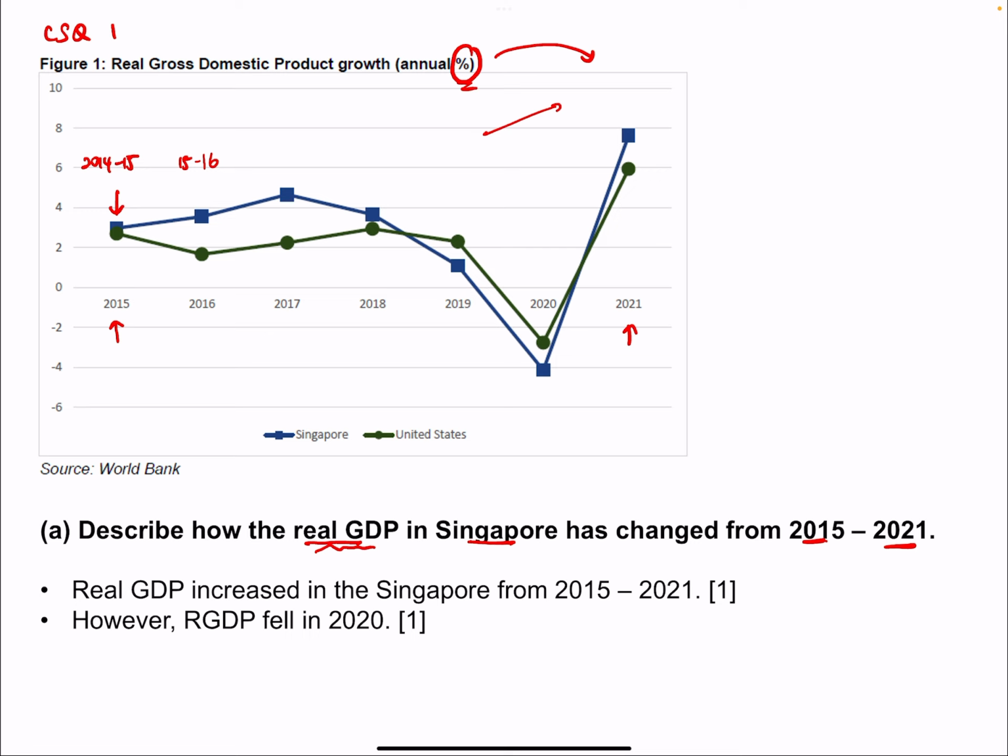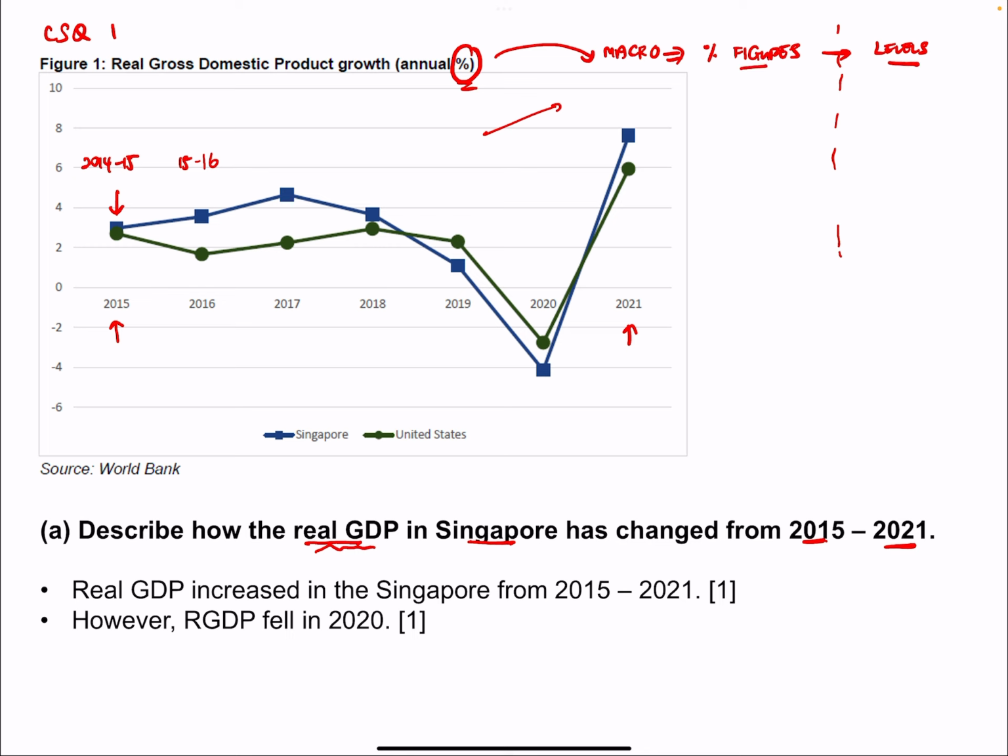This is a very, very common feature for macro. They like to give you the percentage figures and then ask you to convert it into the actual levels, in this case the level of GDP. So you need to do some kind of processing. How do you convert from percentage figures to levels?